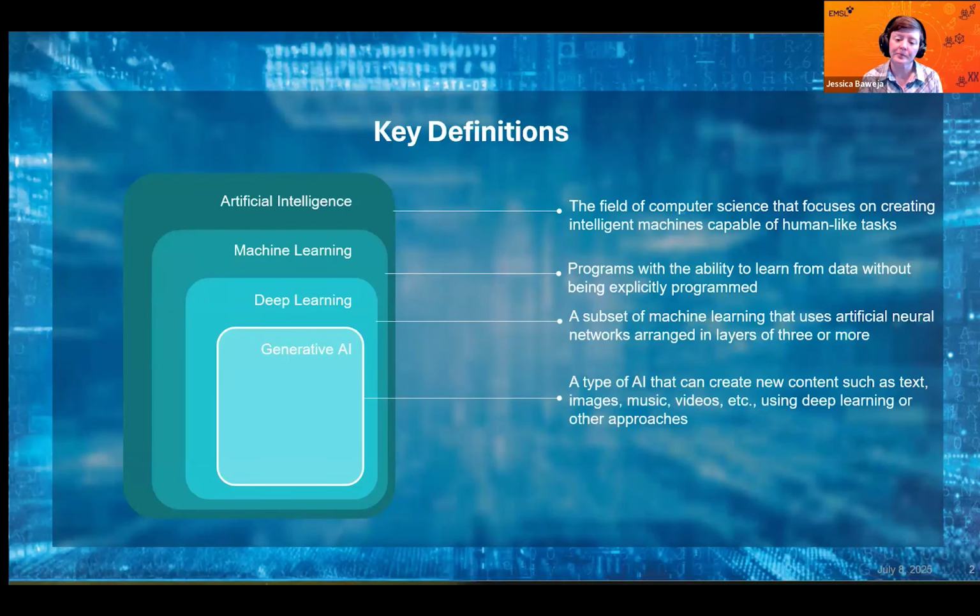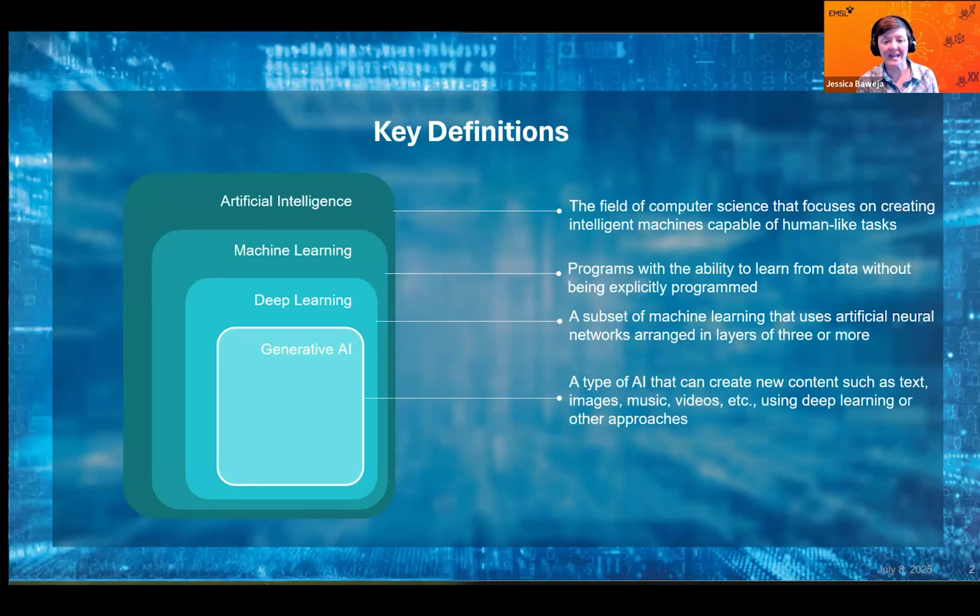Machine learning is what you all talked about yesterday, and it refers to programs that can learn from data without being explicitly programmed. Just like Emily was describing, these are programs that learn patterns. One particular type of machine learning that's been behind a lot of the innovations that we've seen in the last 10 years or so is something called deep learning. Deep learning is a type of machine learning that relies on artificial neural networks, and specifically on artificial neural networks that are arranged in layers of three or more.